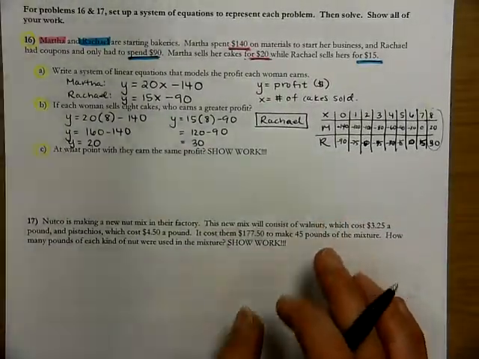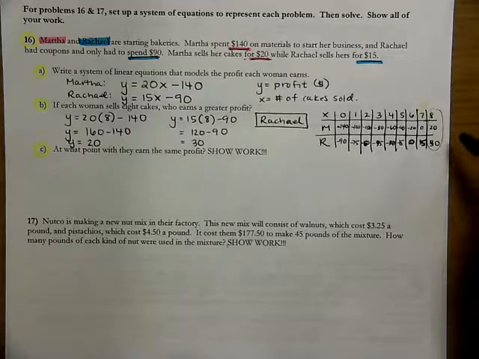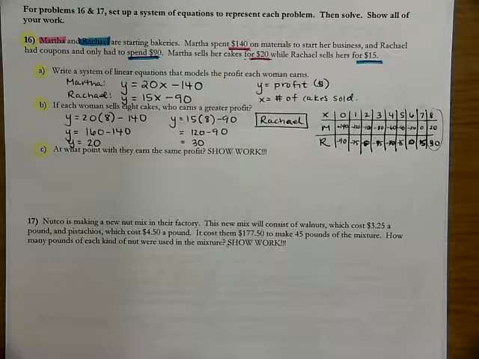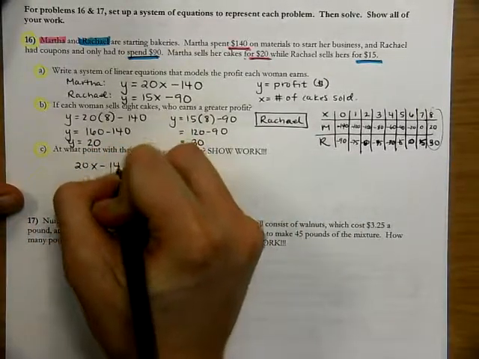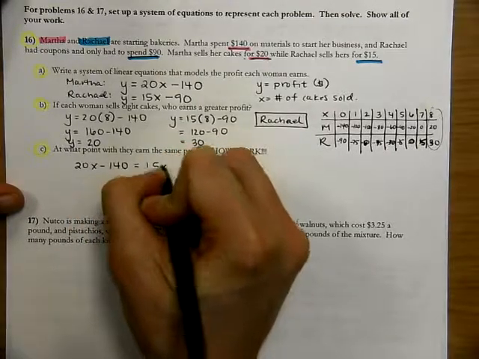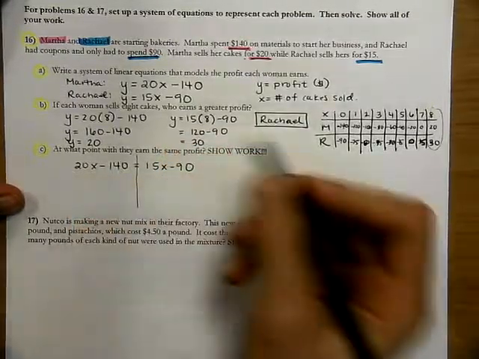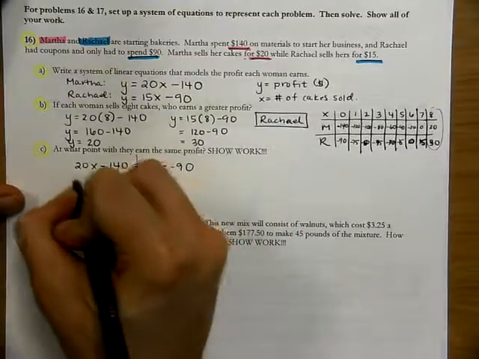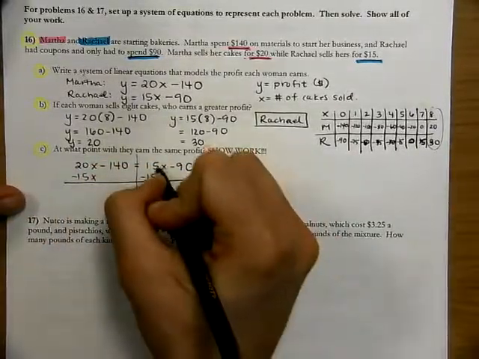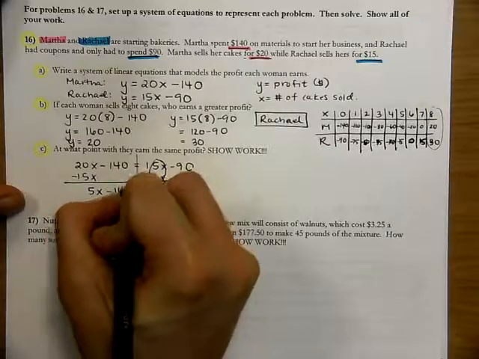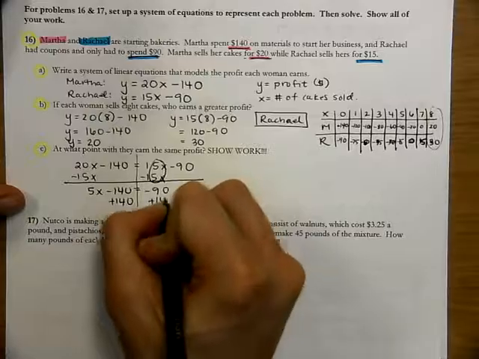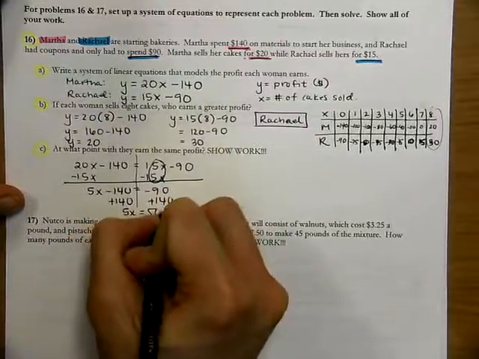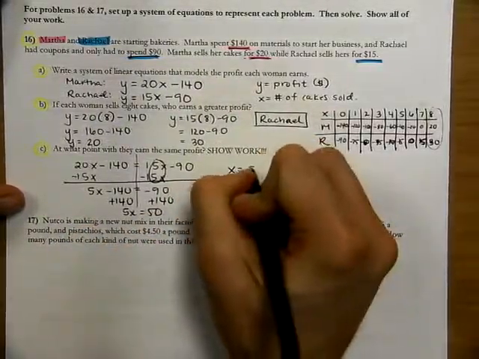All right, at what point will they earn the same profit? Well, you could continue with the table and continue on, or you could set these two equal. 20x minus 140 equals 15x minus 90. Now to solve this, I'm going to get the x's on the same side. I have 5x minus 140 equals negative 90. I add 140 to both sides. I get 5x equals 50. So then when I divide by 5, I get x equals 5.